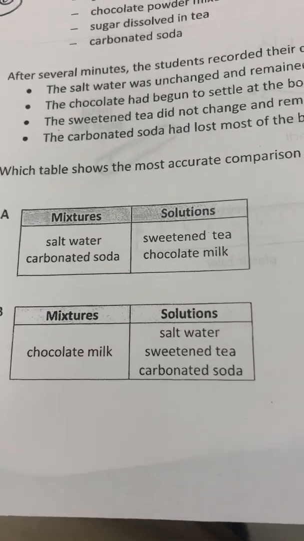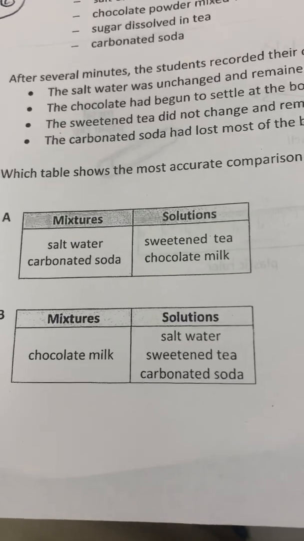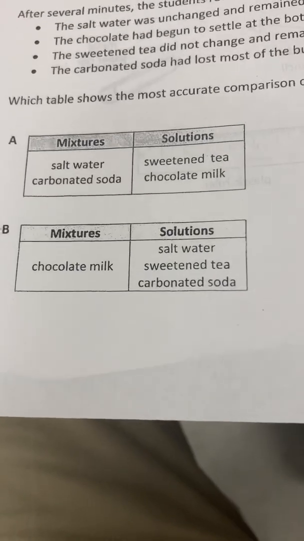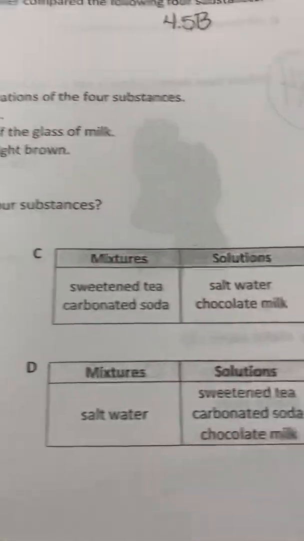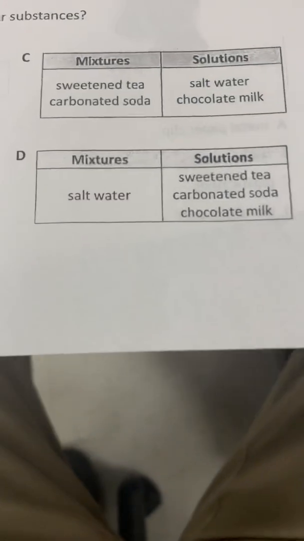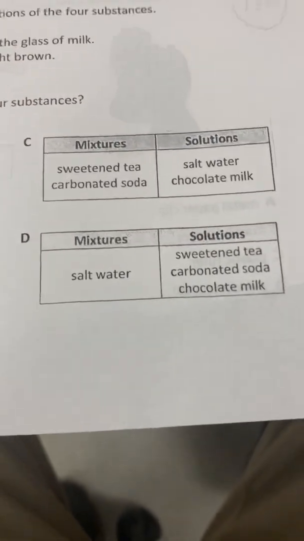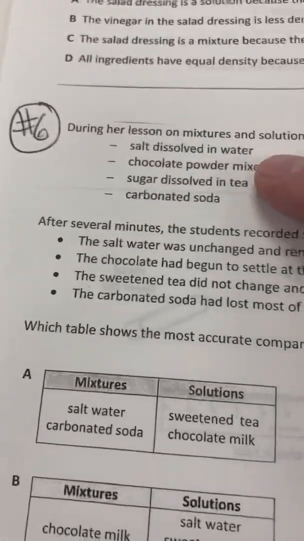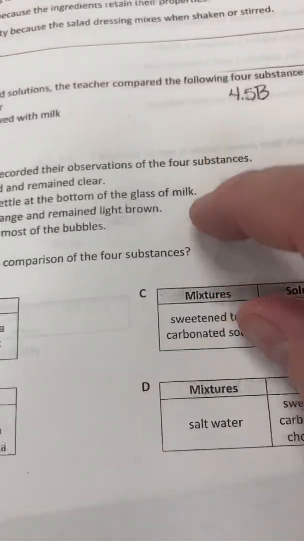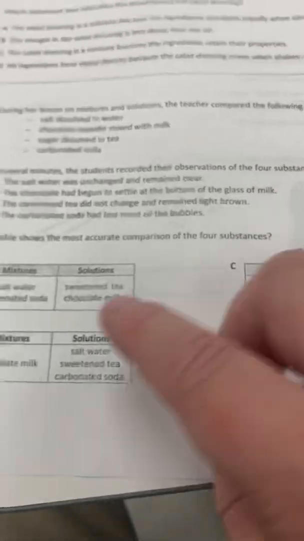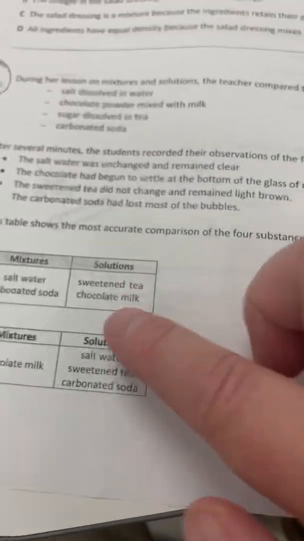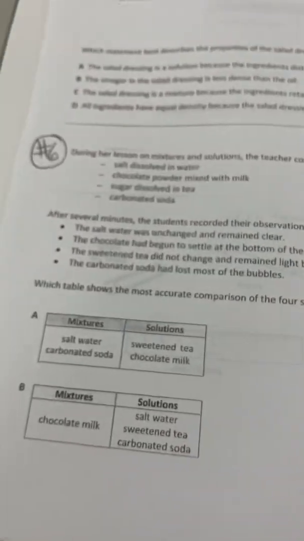Is it A? Is it B? Is it C? Or is it D? So basically, class, what you have to go through is look and see if these are mixtures or solutions, and label them mixtures or solutions out here. And then you'll see which ones are mixtures or solutions based on what you answered up here. Okay?